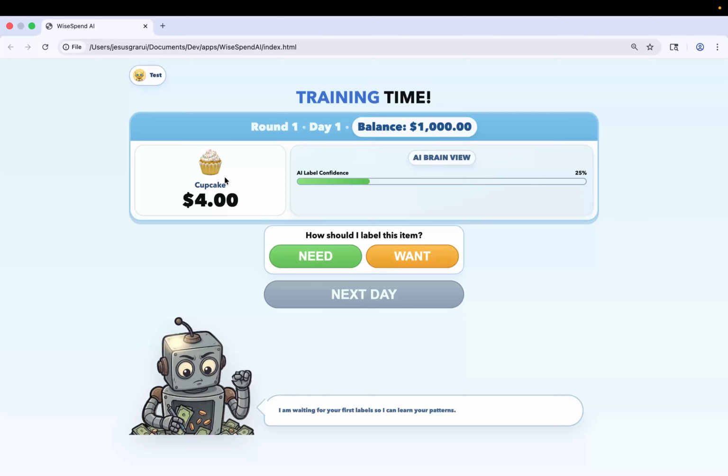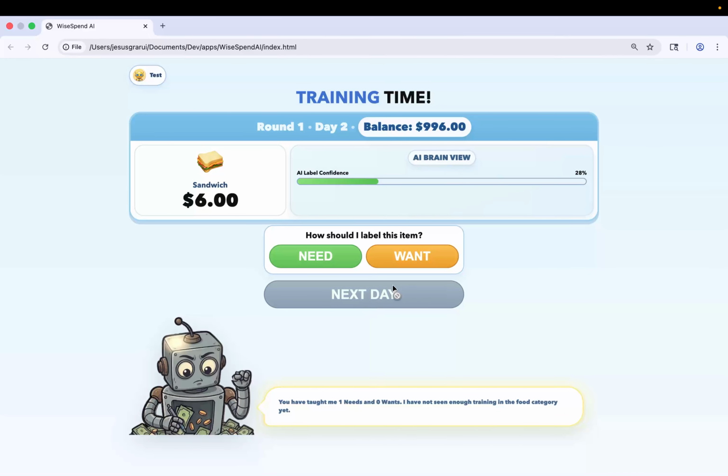So this is a cupcake, and here we can train it, and we can see whether it's a need or a want. So here we can say, since it's a food, we can say it's a need. And actually the AI label confidence went up a little bit. So here the AI label confidence can go up or down whether it's being trained correctly or incorrectly. So as it's right, the confidence goes up. But if we tell the AI that for the most of the time it's incorrect, it's going to go down.